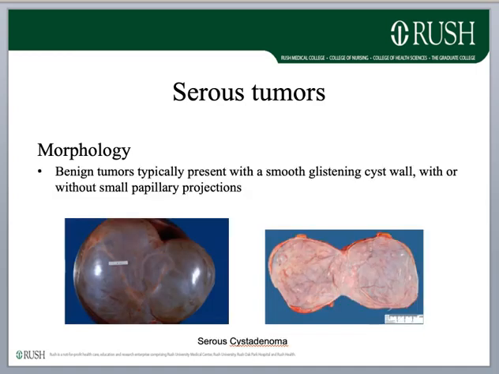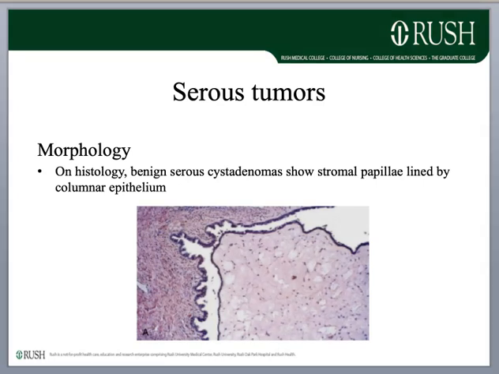Benign serous tumors or serous cystadenomas typically present as a unilocular, smooth, glistening cyst wall with or without small papillary projections. On the left you see the external surface, which is smooth and glistening, reflecting the light from the camera setup. And to the right you see the open cyst, which has been drained of fluid and has a white, smooth, glistening surface without solid nodules or papillary nests. The cut surface shows a recapitulation of what looks like fallopian tube epithelium.